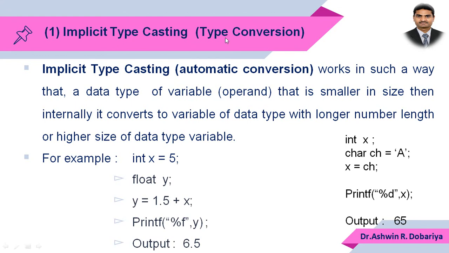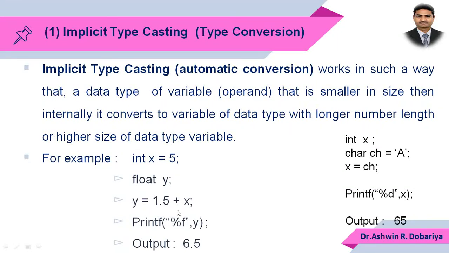So first is implicit typecasting, also known as type conversion. Implicit typecasting is an automatic type conversion because it is performed by the compiler. It works in such a way that a data type of a variable or operand that is smaller in size is internally converted to a data type with the longer number length or higher size. As I told you in the previous example, suppose the same example over here: integer x is equal to 5, float y, and y is equal to 1.5 plus x.